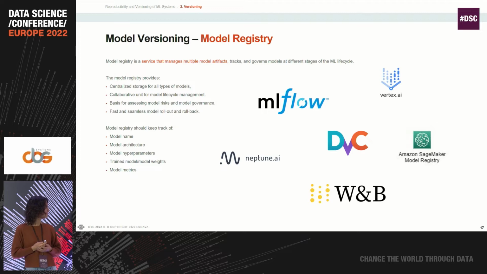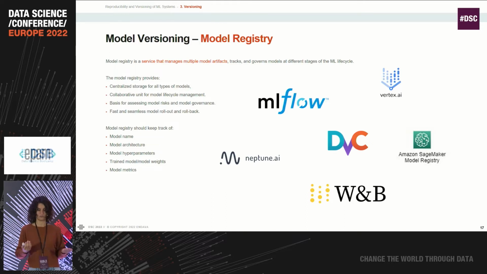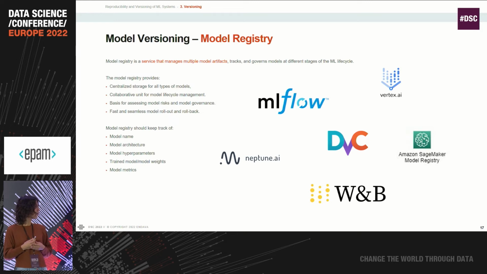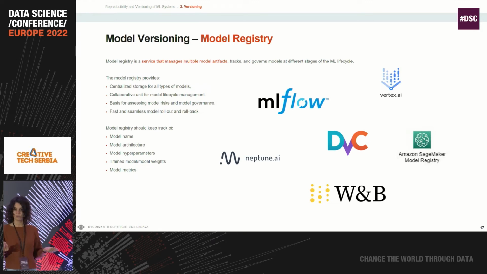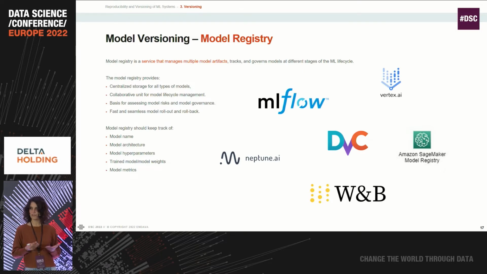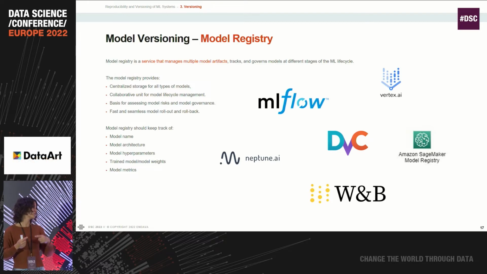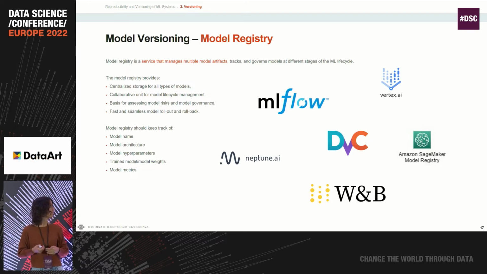Again, this is a basis for assessing some model risks or ensuring that the models really are used in an ethical way. It also allows fast and seamless model rollout and rollback. So basically, if we have some prediction service, then we are able to get a new version just by changing the version number, and the new version is pulled from the model repository.